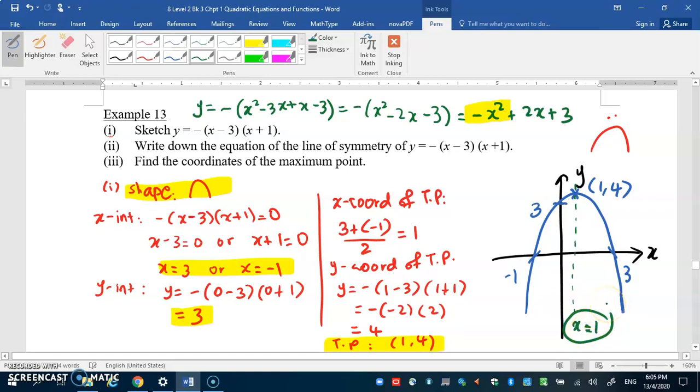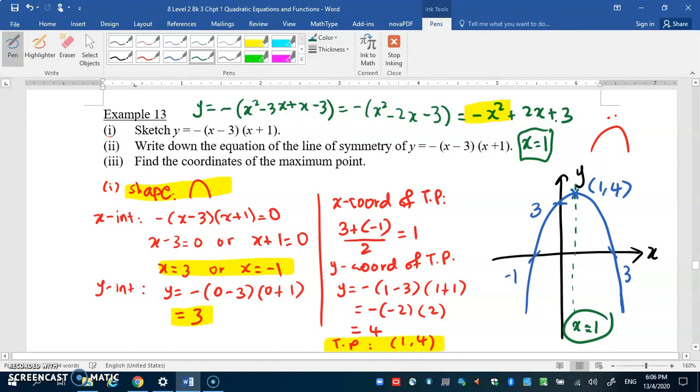That's the line of symmetry, right? And find the coordinates of the maximum point. We already found that. So basically, from part 1, we already solved both part 2 and part 3. I don't know why they are asking this separately. Anyway, part 2 answer is x equals to 1.